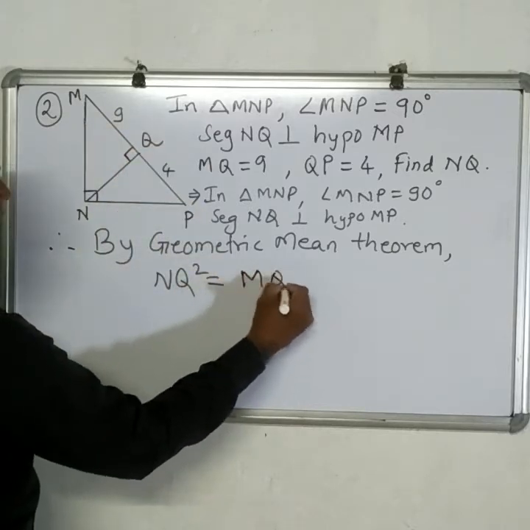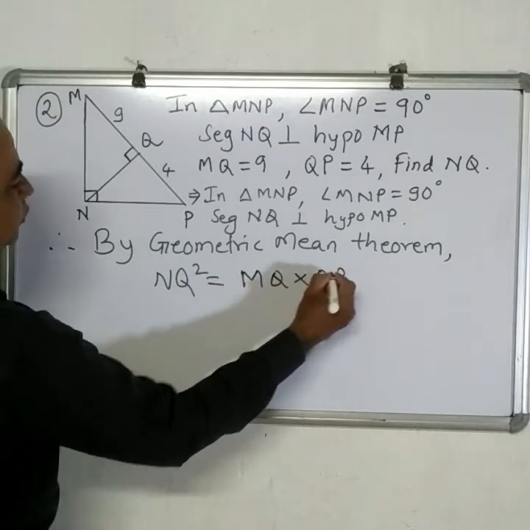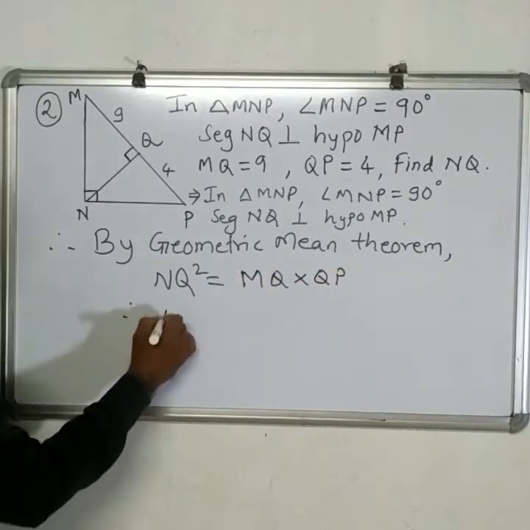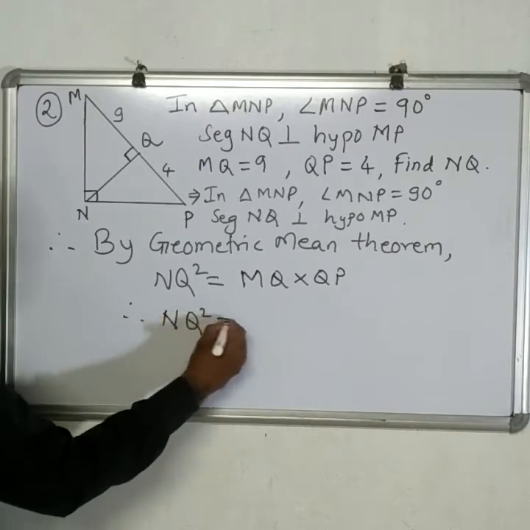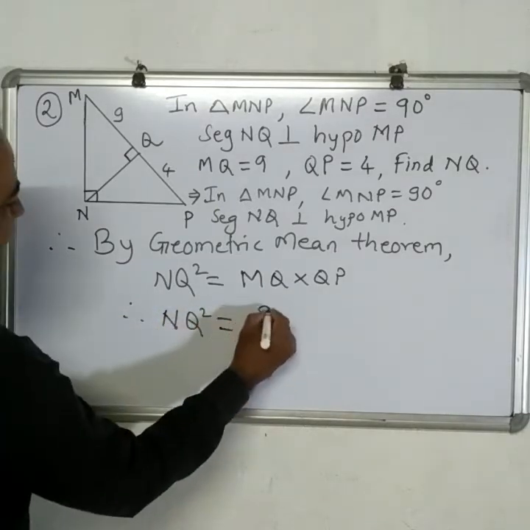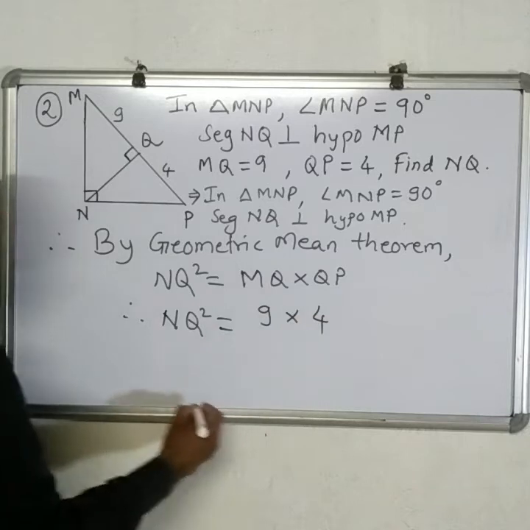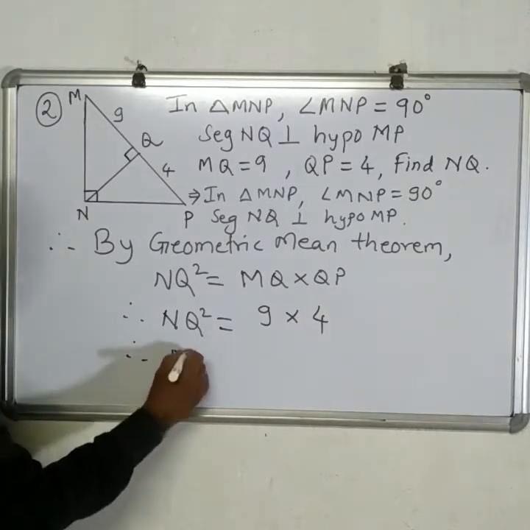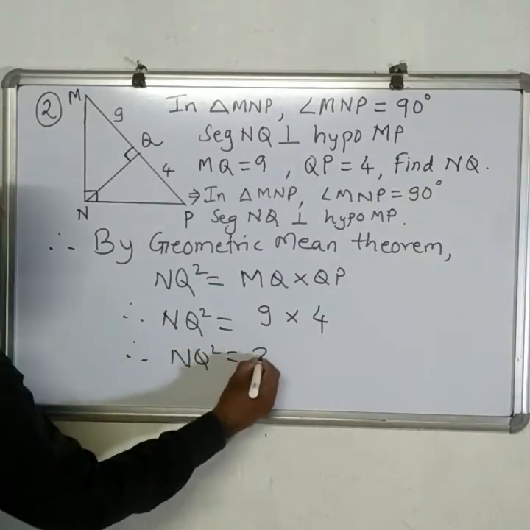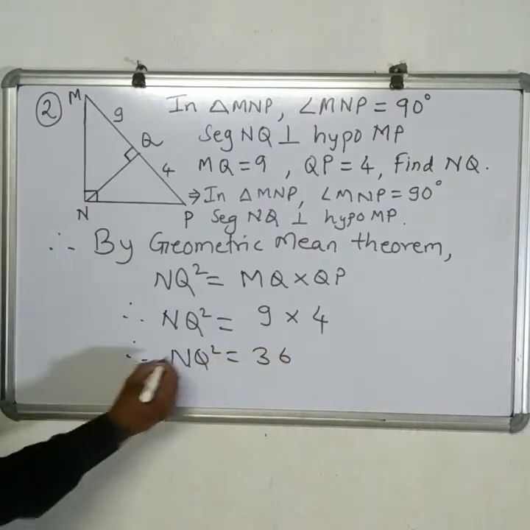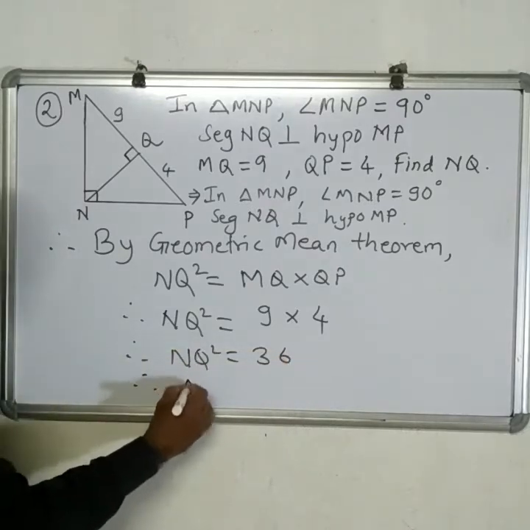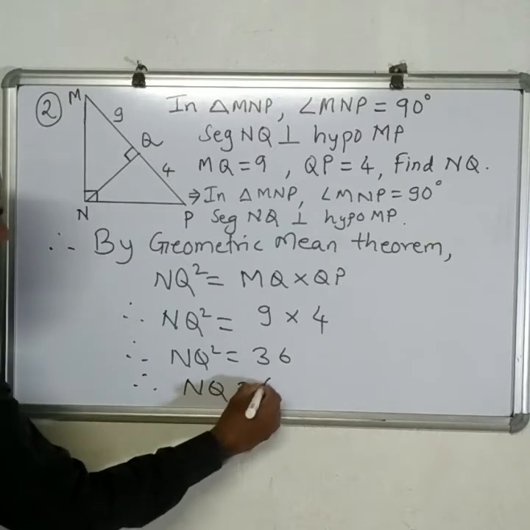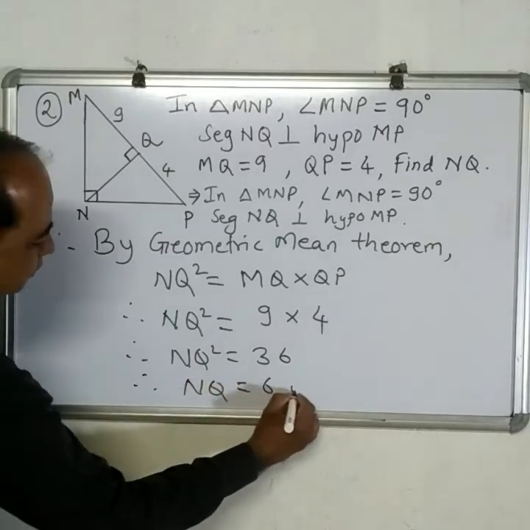MQ into QP. Therefore, NQ square is equal to 9 into 4. Therefore, NQ square is equal to 36. Therefore, taking the square root of both the sides, NQ is equal to 6 units.